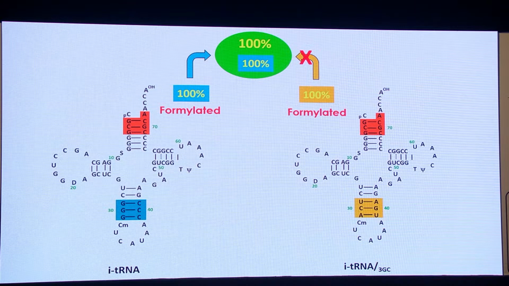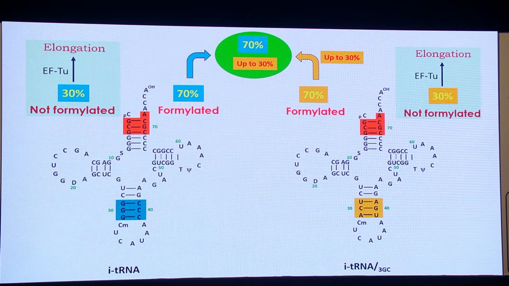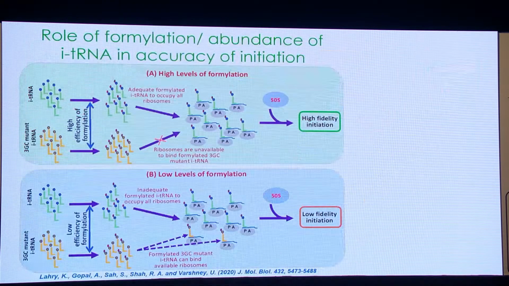And therefore it does neither initiation nor elongation. Now, if we imagine a situation that only 70% of each of these tRNAs are formylated, you now have ribosomes which are not completely saturated with the wild type tRNA. So you have some of the ribosomes available to bind to any other tRNA which is also formylated. And that would happen to be the 3GC mutant tRNA. Now, another thing that you can notice here is you also have tRNA which is not formylated. And so this tRNA now becomes available to bind to the EFTU and participate in elongation.